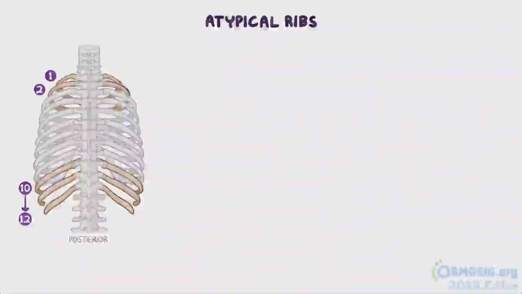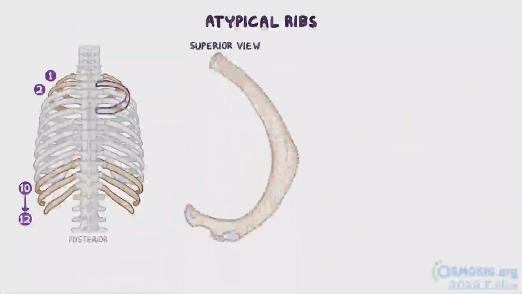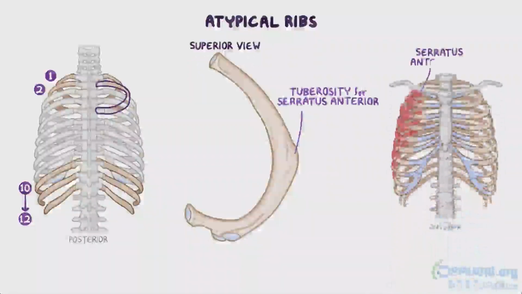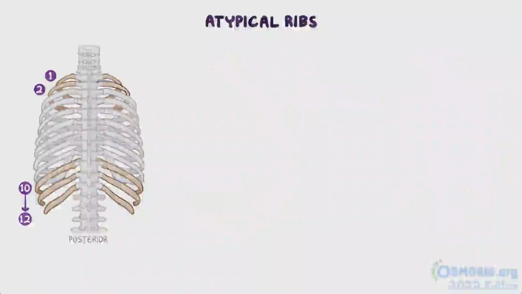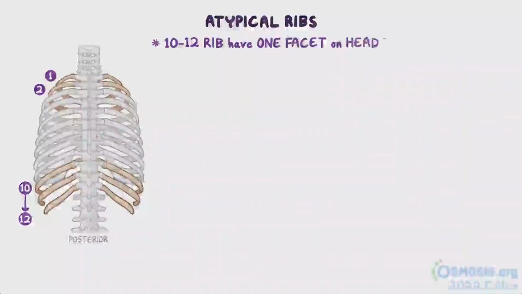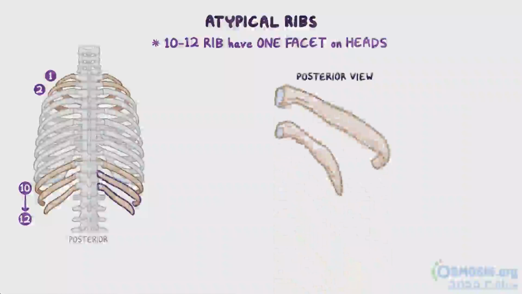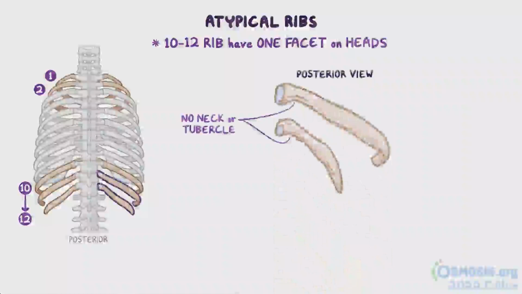Now, the second rib has a thinner and less curved body, and it's longer than the first rib. Its main atypical feature is a rough area on its upper surface called the tuberosity for serratus anterior, where the serratus anterior originates. Its head has 2 facets for articulation with the bodies of T1 and T2 vertebrae. The 10th through 12th ribs, like the first rib, only have 1 facet on their heads and articulate with a single vertebra. The 11th and 12th ribs are short and don't have a neck or tubercle.